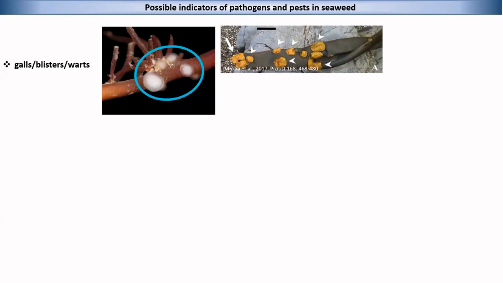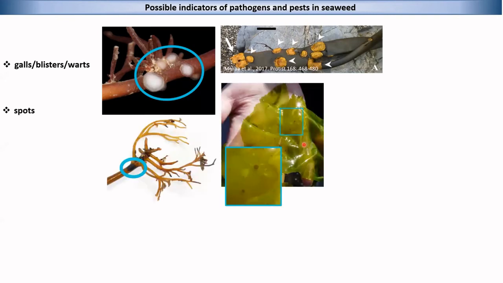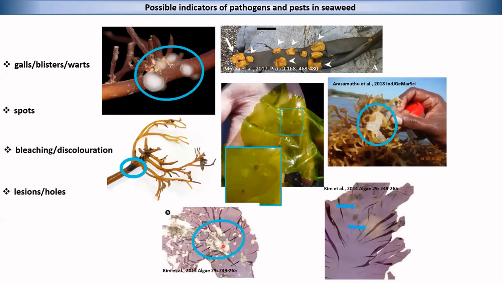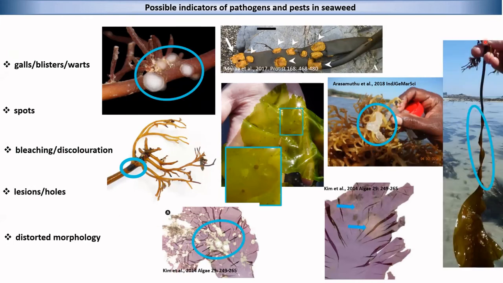So when we're talking about possible disease symptoms of infected algae, there are some macroscopic signs that can indicate the presence of putative pathogens in macroalgae. So first of all, there are galls, blisters, and warts, as you can see here. Then we can also distinguish spots, bleaching, discoloration, lesions, holes, and also distorted morphology. So this can all be indicators of some pathogens being present.